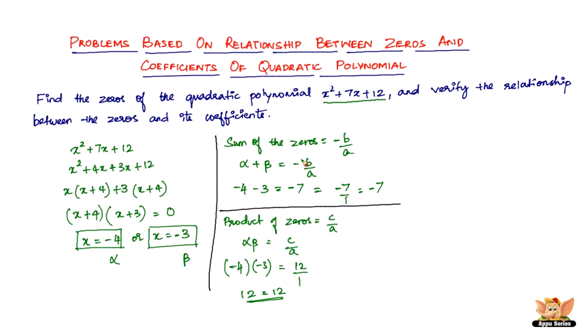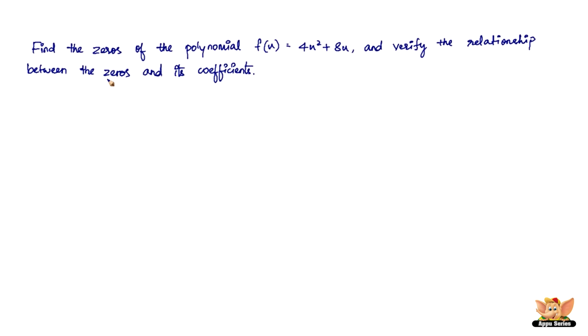Before we end this video, let's quickly solve another problem on the similar concept. Alright, here we have another problem which reads like this. Find the zeros of the polynomial f of u, that is function of u equals 4u squared plus 8u, and verify the relationship between the zeros and its coefficients. So we've got a quadratic equation here which is 4u squared plus 8u. So we need to find the zeros of this.